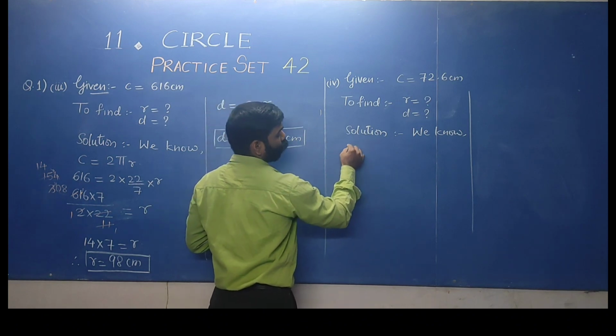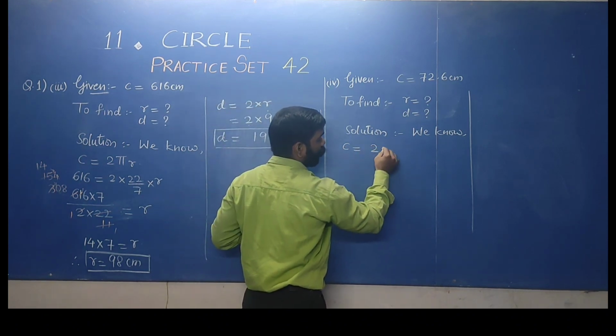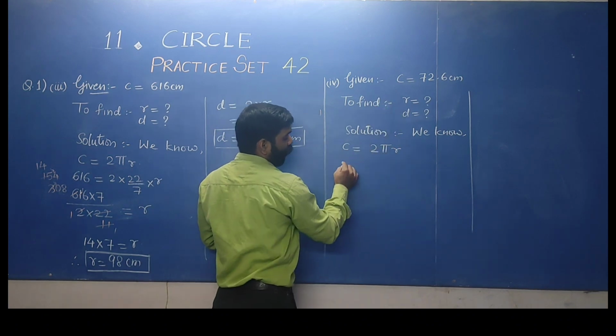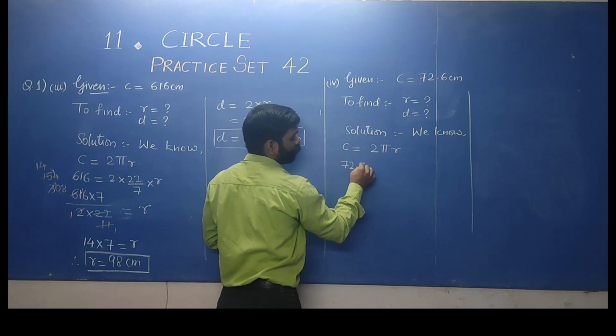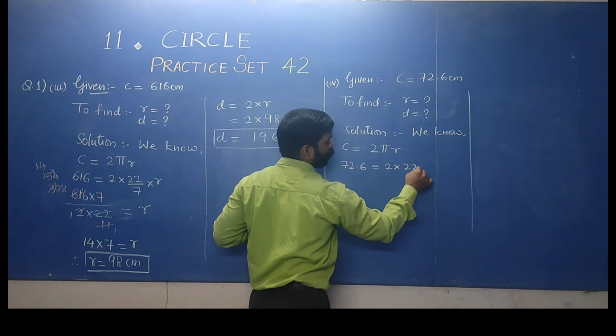So we know the formula for circumference. What is the formula for circumference? 2 pi r. C is given as, circumference is given as 72.6. 2 multiplied by the value for pi, which is 22 by 7.